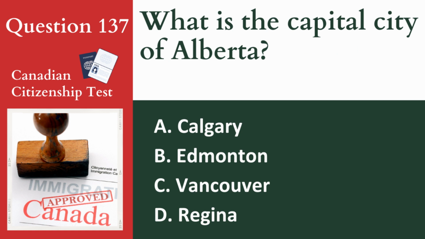Question 137. What is the capital city of Alberta? A. Calgary. B. Edmonton. C. Vancouver. D. Regina. Answer B. Edmonton. Edmonton is the capital city of Alberta, despite Calgary being the largest city in the province.